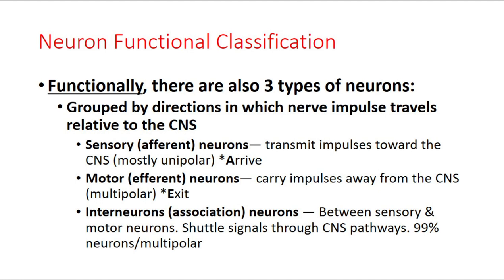Afferent signals are always sensory because they arrive at the central nervous system. Efferent signals are always motor because they exit the central nervous system and go to effector organs. And then we commonly see both motor, sensory, and interneurons in the areas around the central nervous system and in the central nervous system because of the communication cell to cell.